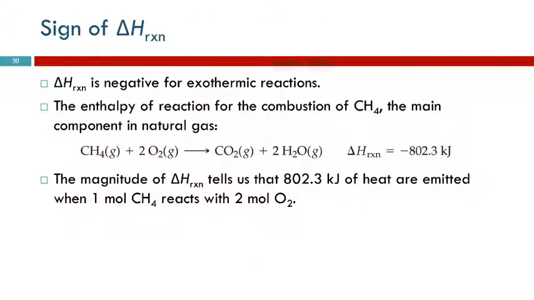So delta H is negative for exothermic reactions because the energy is leaving. If we look at the combustion of methane, methane is the main component in natural gas. So when you turn on your gas stove, this is the chemical reaction that's occurring. The heat of reaction for this is negative 802.3 kilojoules. What this equation with delta H tells us is that this amount of energy is released when 1 mole of methane burns.